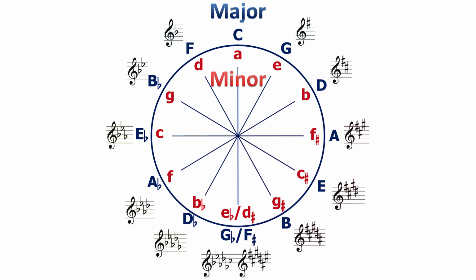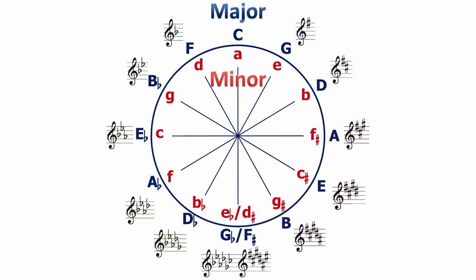Now let's check out the other side of the circle, which works in exactly the same way but uses flats instead. So first we have F major with one flat on B, so the F major scale is F, G, A, B flat, C, D, and E. Next up is B flat major, which gets two flats on B and E, so B flat, C, D, E flat, F, G, and A.